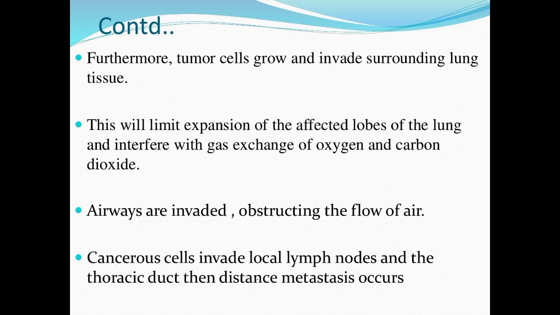Tumor cell growth invades the surrounding tissues, and this will limit expansion of affected lobes of the lung and interfere with gas exchange of oxygen and carbon dioxide. So when a tumor grows, it will invade the surrounding tissues and limit the expansion of the lobes of the lungs. The right lung contains three lobes, which are superior, middle, and inferior, and the left lung contains two lobes, which are superior and inferior.